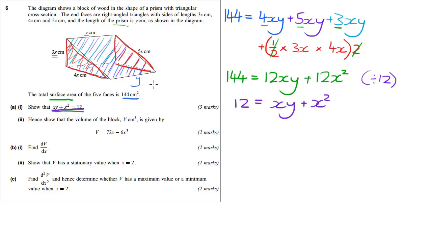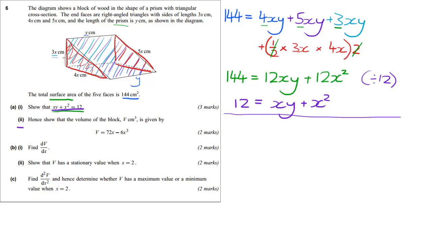So it wasn't very clear what we were being asked to do really, but we've got there nonetheless. So let's draw a line under that and move on to the second part. Show that the volume is given by this. Well, we can calculate the volume. We know how to take the volume. We take this end triangle piece, the area of that, times by this length here, which is y.